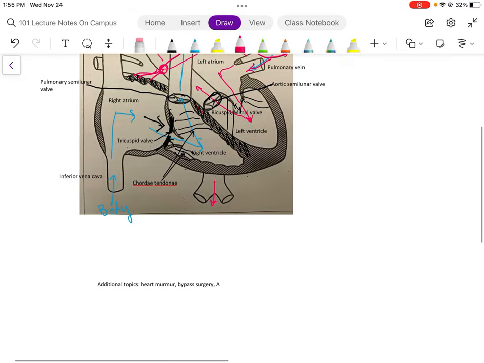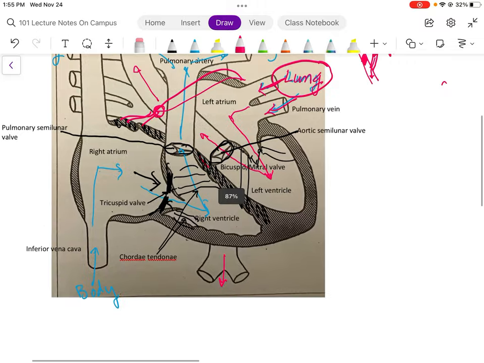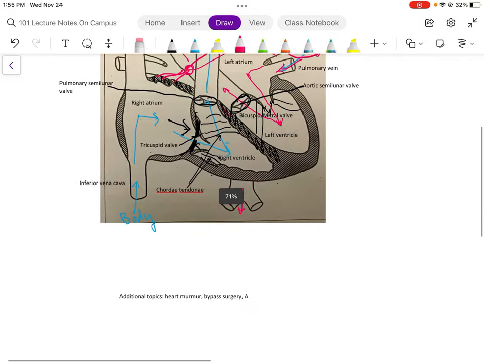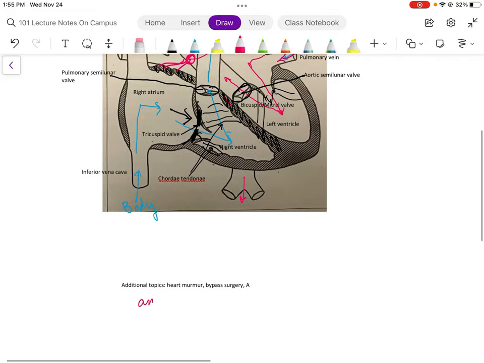Let's take a look at a couple of other pathologies I've listed. One is called the heart murmur. Now, technically, a heart murmur is any sound, right? Any sound that the heart makes. And I should say any unusual sound.